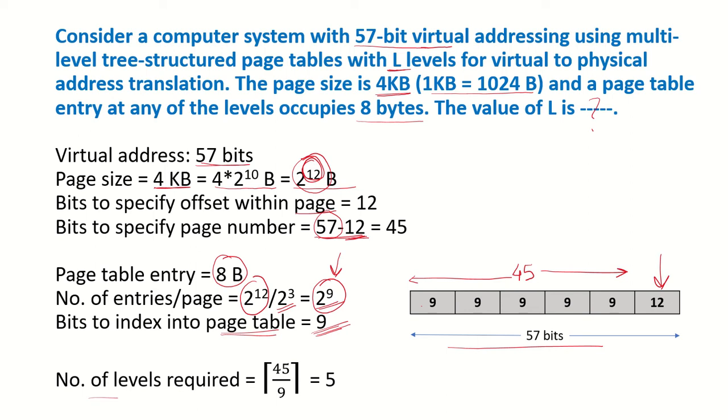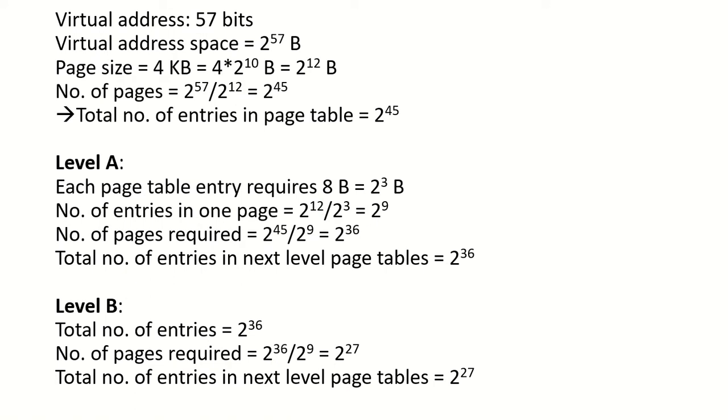So what will be the total number of levels required? We have 45 bits to specify the page number, and the bits to index into the page table is 9. So 45 divided by 9, which is equal to 5. This will give us the total number of levels. So L is equal to 5. Now a complete description on how it is going to happen. Let me just explain that.